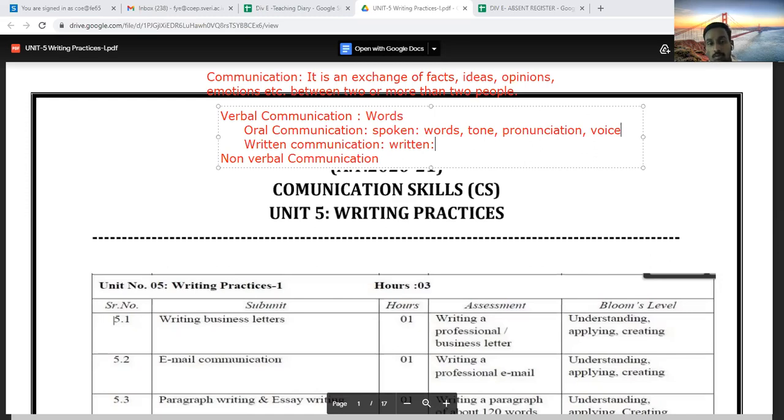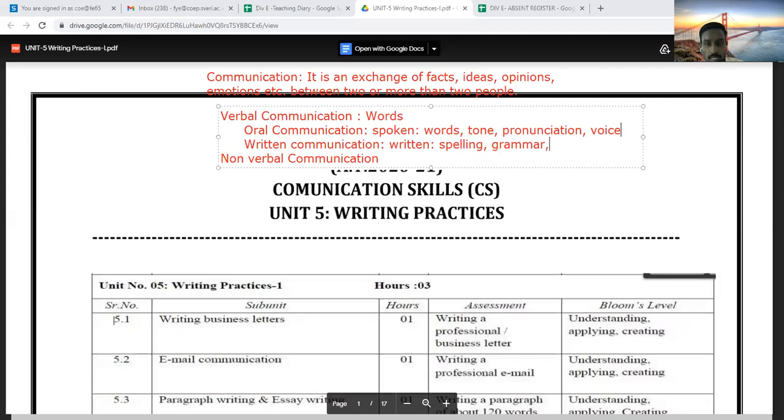So the next point is written communication. Today's unit is about writing practices. We would like to discuss this. In written communication, what is expected? You have to pay attention to spelling. Spelling of words, you have to be accurate. You should not make spelling mistakes. And apart from that, you have to think of grammar.